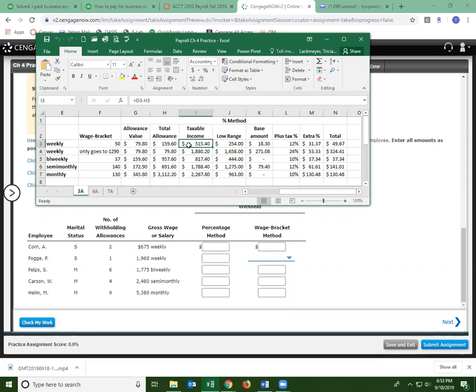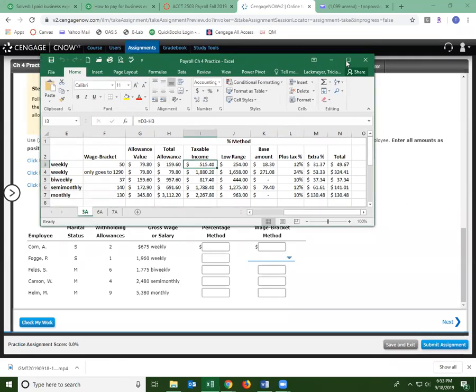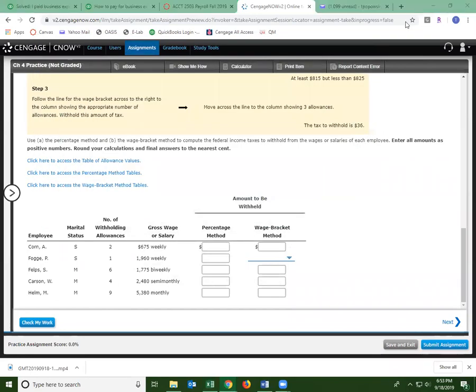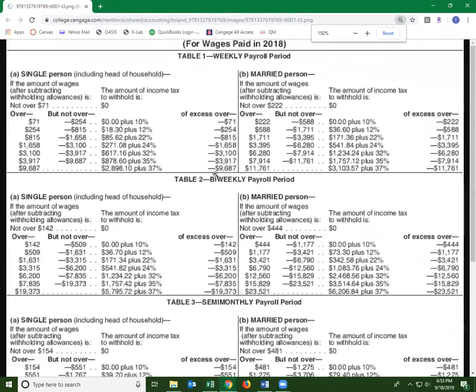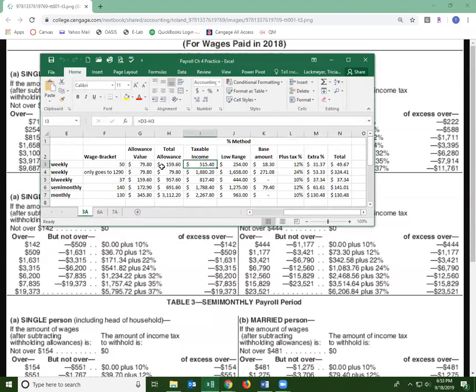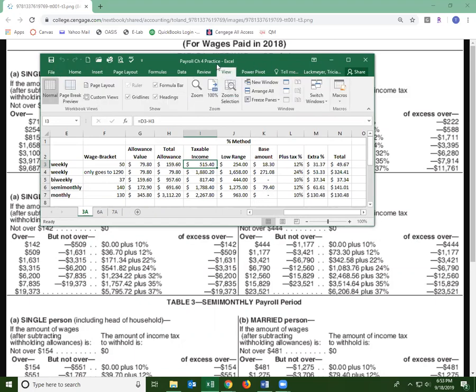So when I go to look up taxable income, you are going to pull up the percent tables here. The first one you'll see, table 1, is for weekly, and this individual is weekly. And we're also looking for a single person, okay? Again, the amount that I'm looking up is the gross minus the total allowance. So I'm looking at $515.40. And that's where the rest of my numbers are coming from.